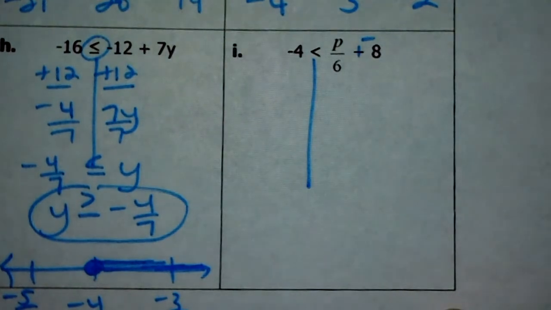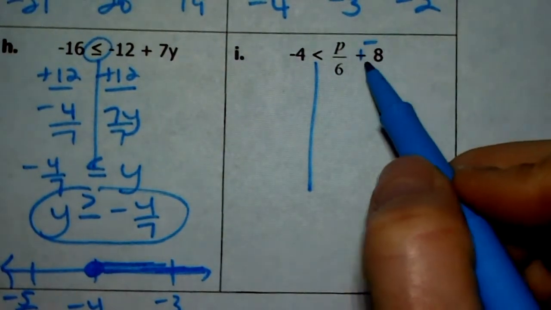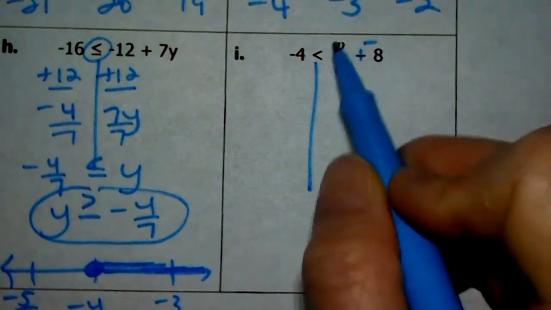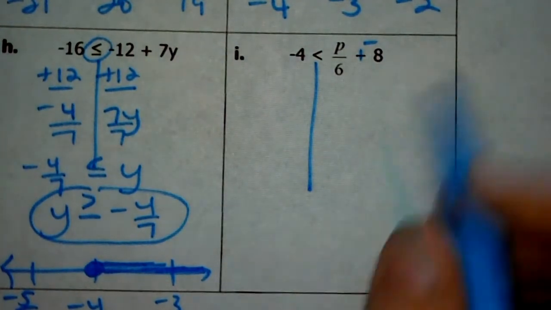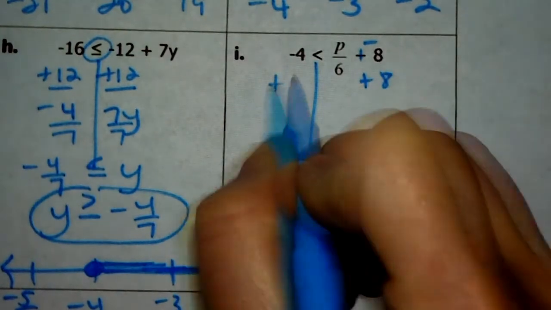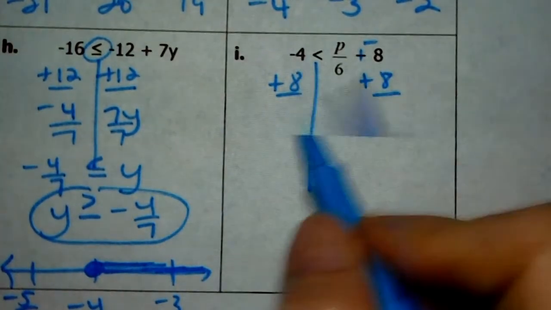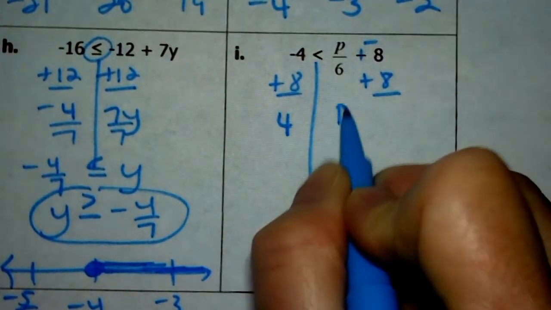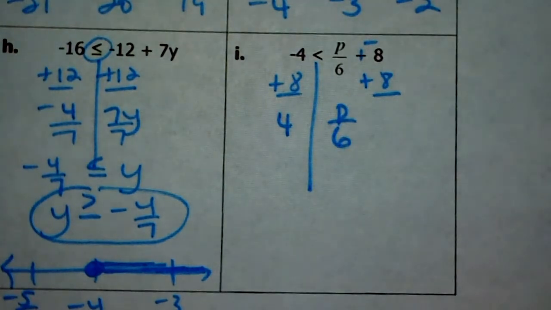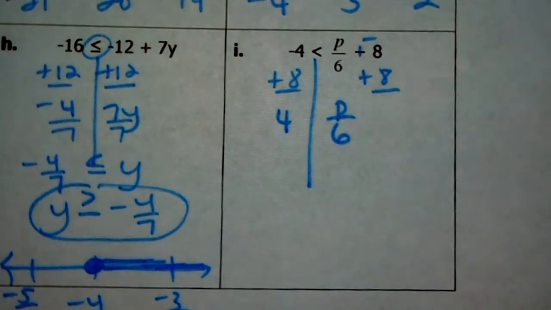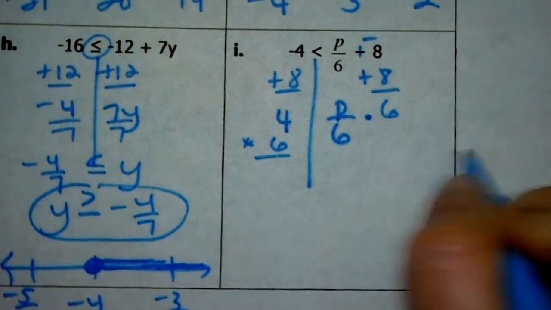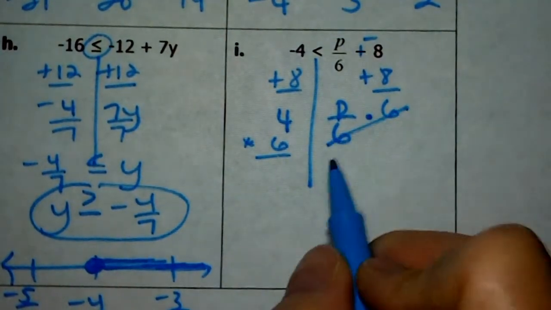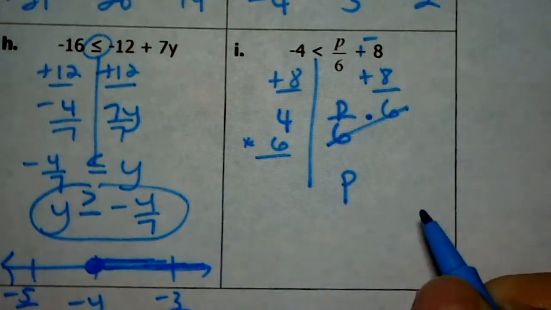Add a -8. I want p over 6 by itself first. You always get rid of whatever's added to the variable term first. So that means I should add a +8 to each side. -4 plus 8 is 4, and p over 6 is left. To get rid of dividing by 6, to undo that, we do the opposite and we multiply by 6 on both sides. So on this side it would cancel, and now you have p by itself.